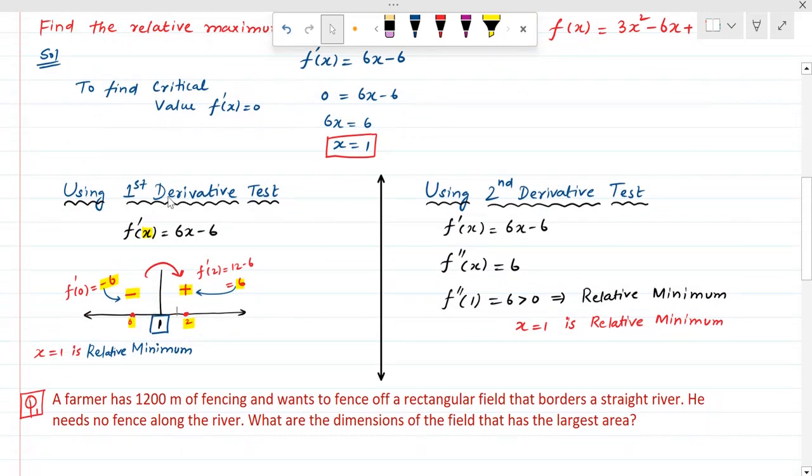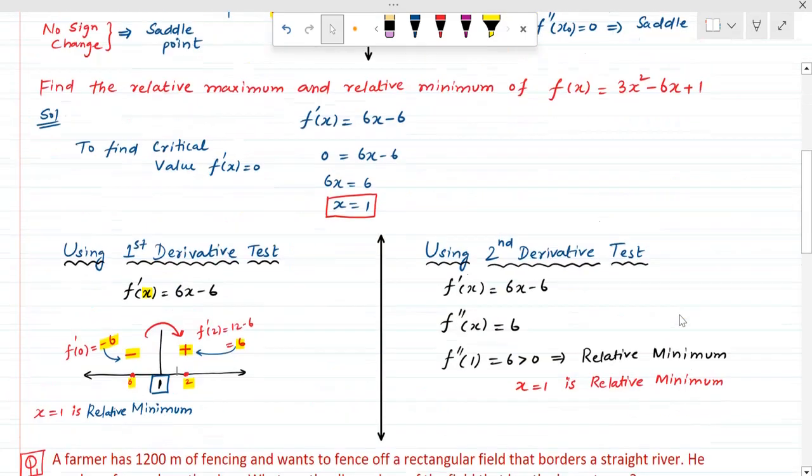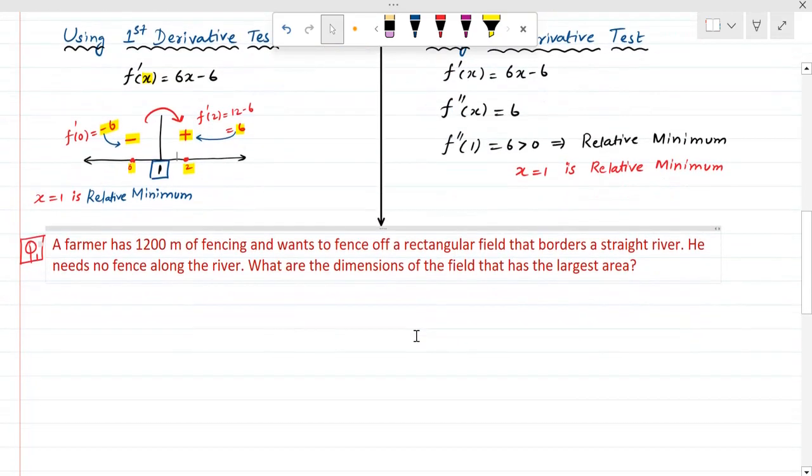Now let us solve the same thing using the second derivative. In the second derivative, we need the double derivative, f double prime. If you differentiate again, you will get 6. Therefore, when you substitute the critical value into f double prime, it is 6, which is more than 0, which is a minimum value as per the rule. So in both cases, you will have a minimum. Let us go to the next one, which is the application problem.